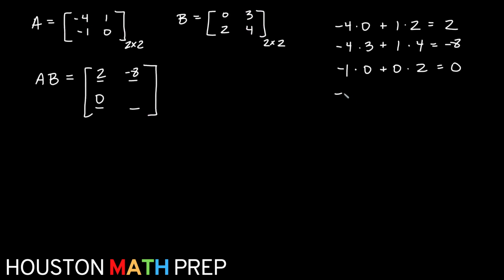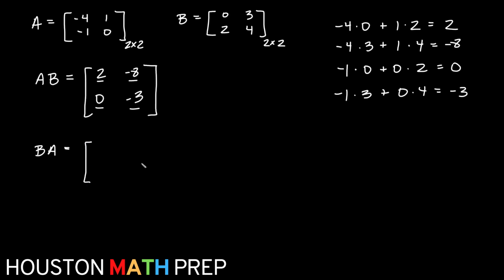All right, and so we'll have -1 times 3 plus 0 times 4. That gives us -3. And so this is our product, A times B: 2, -8, 0, -3. Now, here we know that if we do B times A, all of the rows and columns are 2, so of course B times A is going to be okay to do as well.